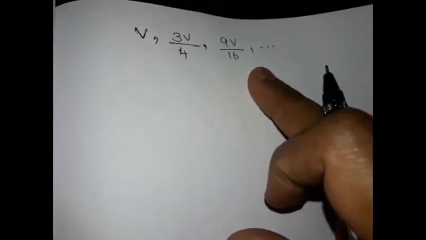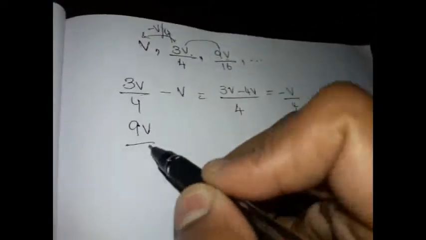So this is the series we obtained right now: V, 3V by 4, 9V by 16, etc. Now let us check whether it is an AP or not. For the series to be an AP, it should follow a common difference. So subtract the second term minus the first term. What is 3V by 4 minus V? Take LCM. So it is going to be 3V minus 4V, which is minus V by 4. Let us check what happens. So the difference between these two is minus V by 4.